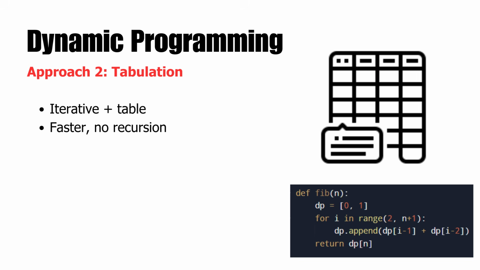Second is tabulation, where we solve the smallest subproblems first and iteratively build up to the final answer using a table or array. This approach avoids recursion entirely, making it generally more efficient. While slightly harder to implement initially, it offers better performance and clarity once mastered.